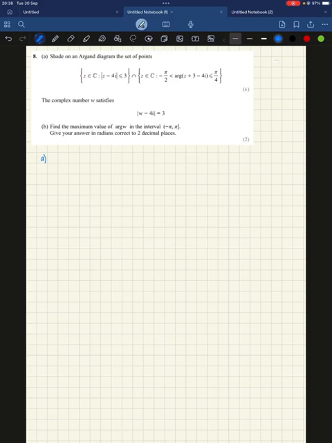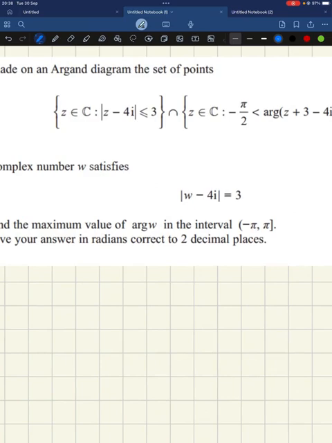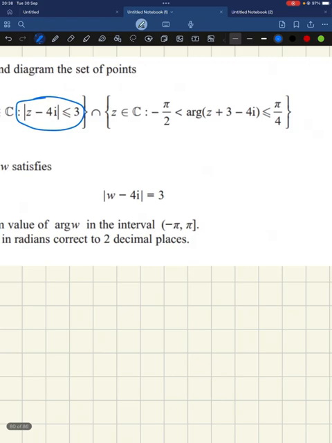Anyway, from Pure Year 1, Chapter 3, we literally did that in school like 2 weeks ago. Set notation shouldn't intimidate you now, if you know it. All this is saying, the squiggly brackets are just a fancy way of saying z is a complex number. We do not care about that. We care that the modulus of z minus 4i is less than or equal to 3, and that the argument of z plus 3 minus 4i is bigger than minus pi by 2 and less than or equal to pi by 4. That's what we care about. Let's just break it down.